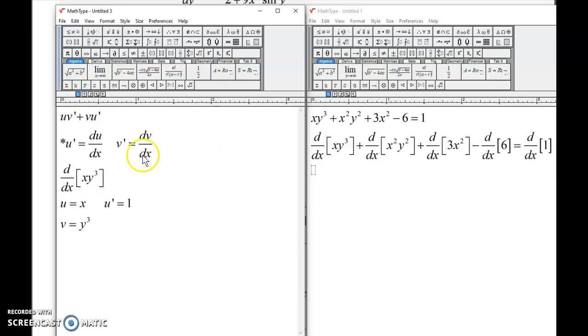So let's define them. We have u equal to x, v equal to y cubed. So u prime, or du over dx, is 1. We have u in terms of x, so just differentiate it: 1. As for v prime, we have a little bit of a problem because it is dv over dx. So we expect to differentiate v in terms of x. But now we don't have dv over dx, we have v and y.